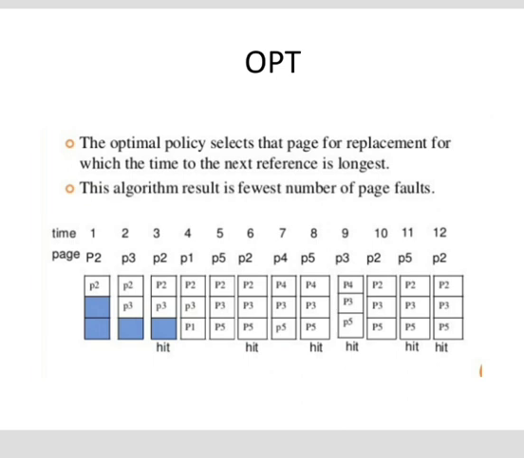Next is the OPT page replacement. The optimal policy selects for replacement the page for which the time to the next reference is longest. This algorithm results in the fewest number of page faults. The optimal policy selects for the replacement that page for which the time to the next reference in the future is the longest. This algorithm has the fewest page faults.